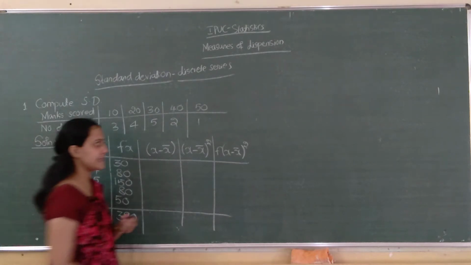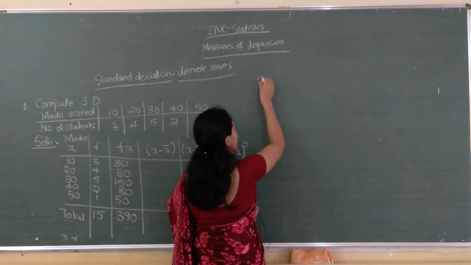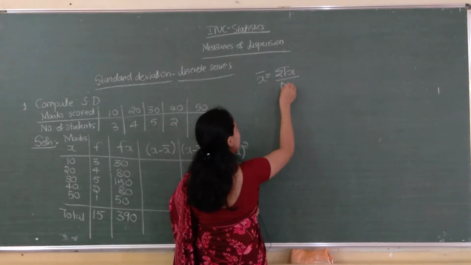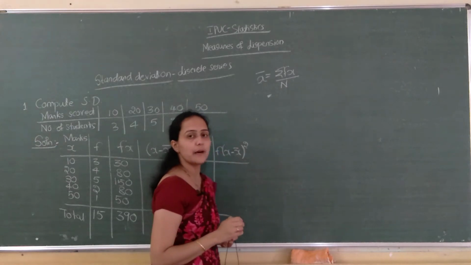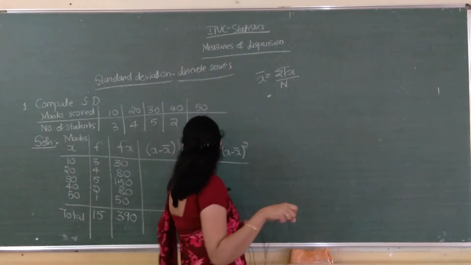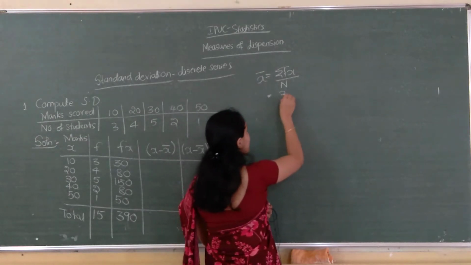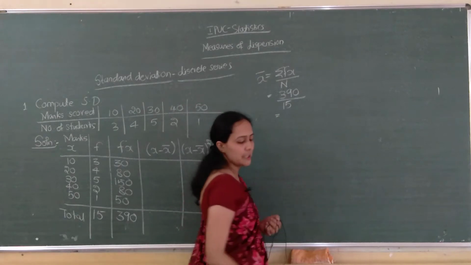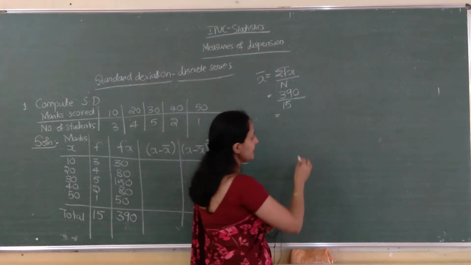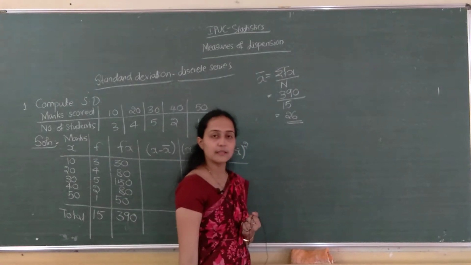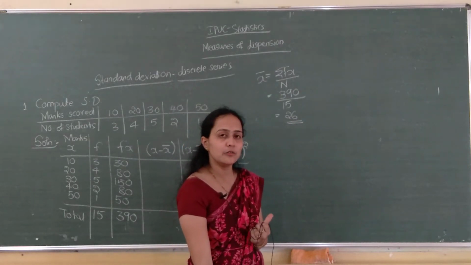Correct? Yes. First find x bar. X bar equals sigma fx divided by capital N. Sigma fx is 390, divided by capital N, which means total frequency, it is 15. 390 divided by 15 is 26. Correct? So, it is 26.